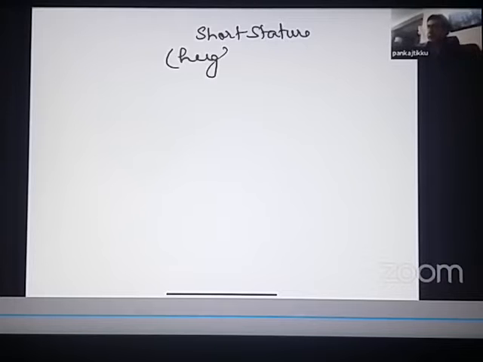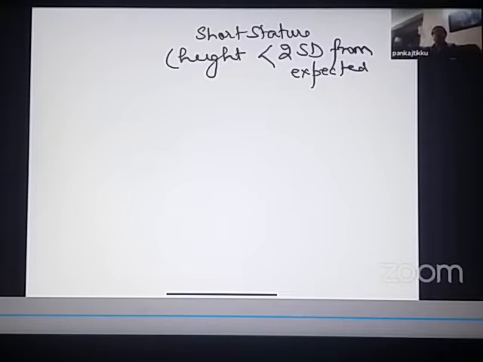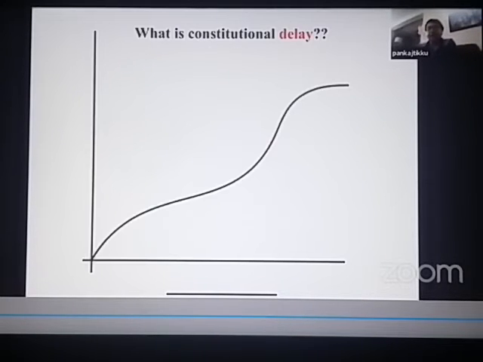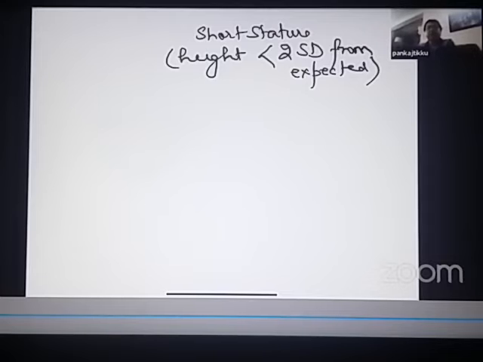Now, before I come to short stature in children, let me tell you what is short stature. Short stature, basically speaking, is a height of a child which is less than 2 standard deviation from the expected. So any child who has a height which is less than 2 standard deviation from the expected, we call this child as a child having short stature. Short stature simply means a child with a short height.